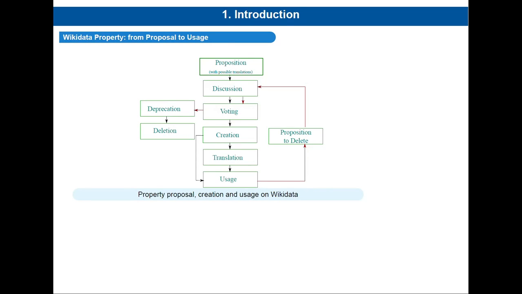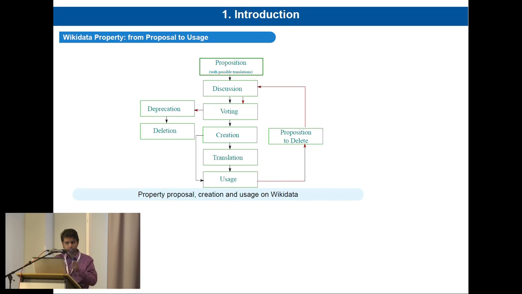So if I take the complete procedure of property creation, you start by proposing properties with some possible translation. It is important. It's not just in English. You have templates to suggest your properties in your local language. So it's a proposition with possible translation, and then you put it to discussion, then to voting, and it's created, and then finally the community members start translating it and people put it into use. But you cannot be guaranteed that the properties that are created are always there forever. Properties can be deleted just like items can be deleted, but then again it goes through a similar procedure.